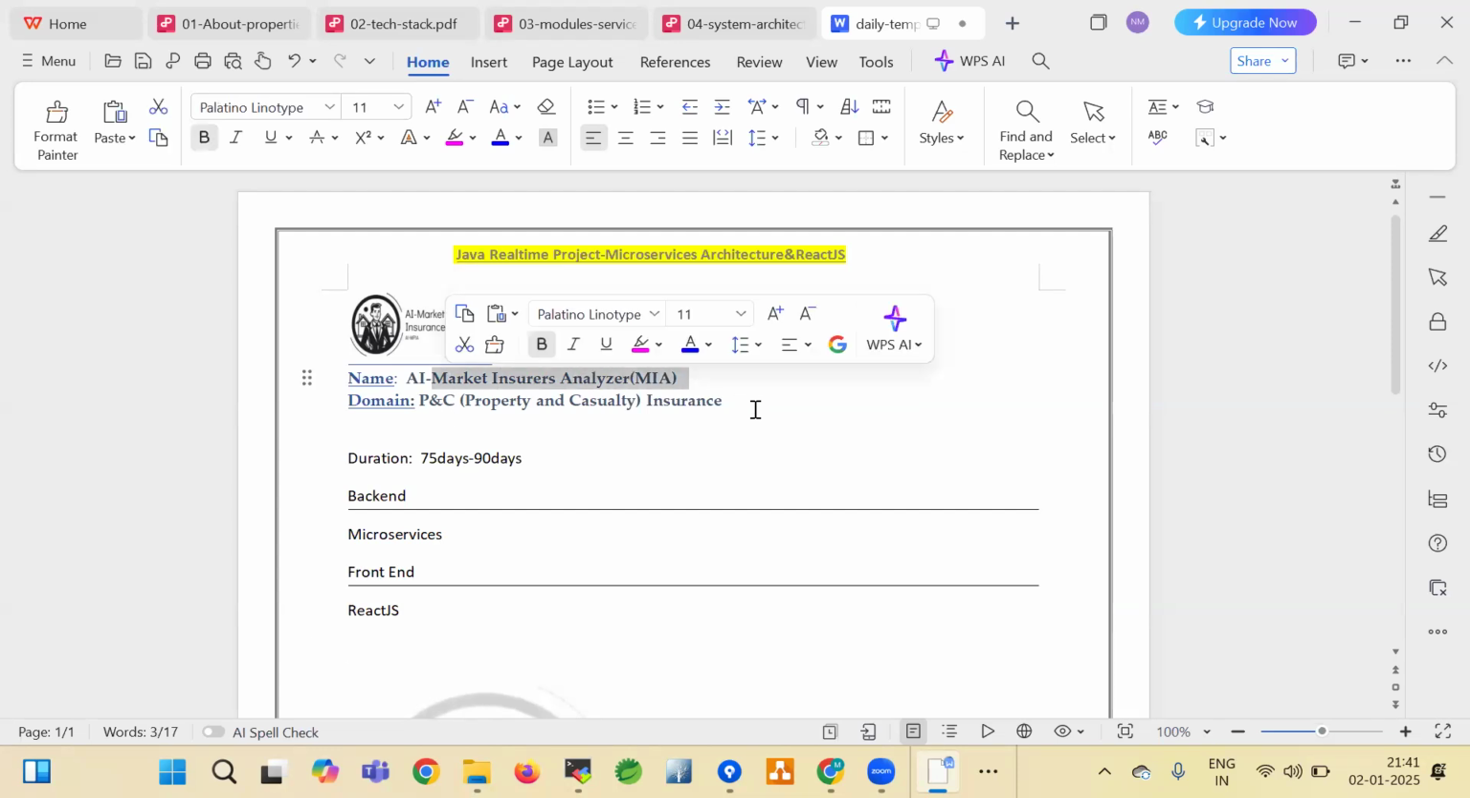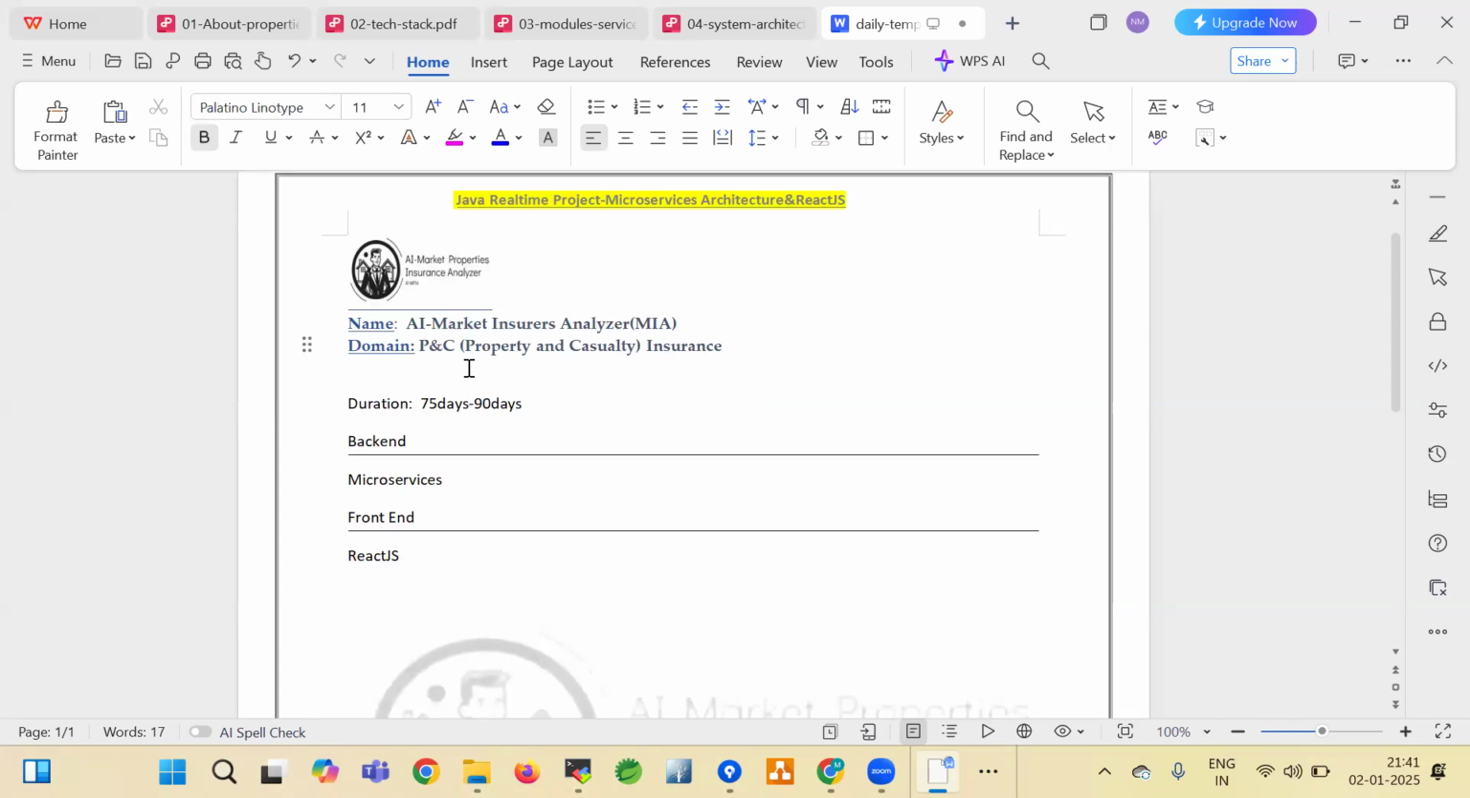the Market Insurers Analyzer's product concept: the product will not provide any insurance coverage. The product we're going to build makes the process of getting insurance coverage very easy. How will it do that?